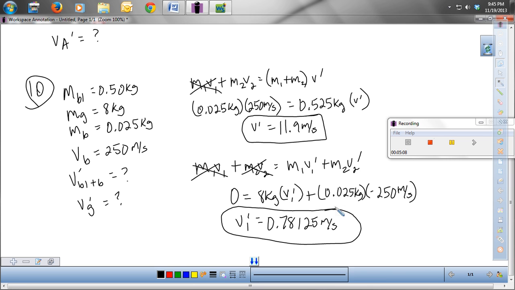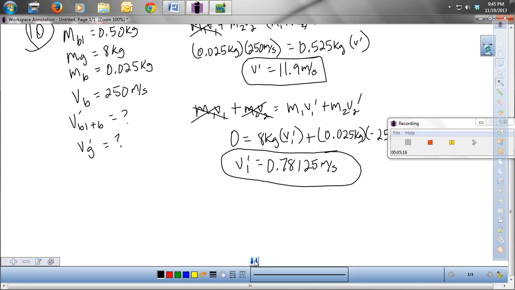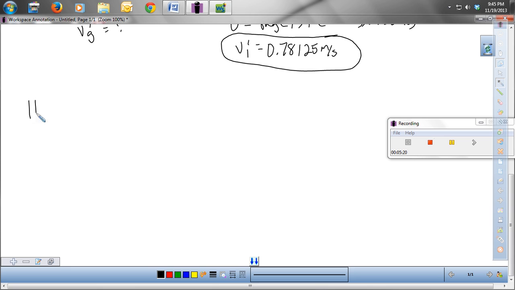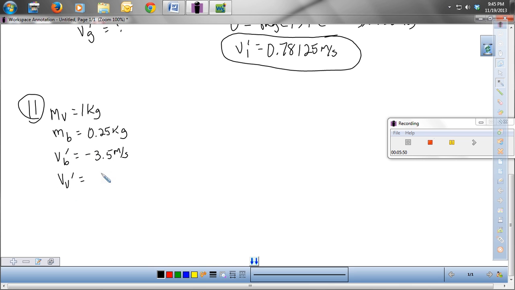All right. Now we're on to number 11. So 11 is the one, I believe there's a vase and a soccer ball in a house. Yes. So I said that the mass of the vase was 1 kilogram. The mass of the ball was 0.25 kilograms. The speed of the ball, I made it negative. And the speed of the vase after, that's after the collision, was a positive 2.3.